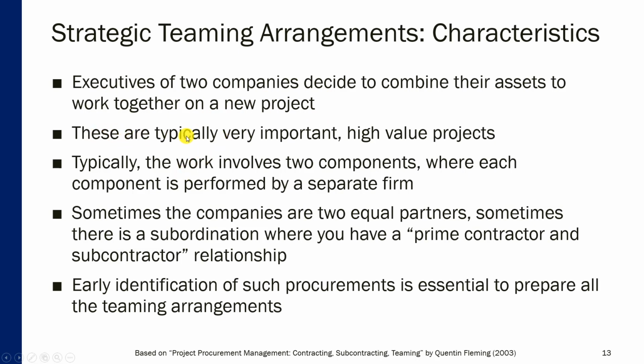But oftentimes these are very important high-value projects, and the very reason sometimes for two companies deciding to cooperate is that they feel like individually they don't have enough resources for this kind of product or service. One example that comes to my mind is Airbus, manufacturer of airline jets, of passenger jets. Now, Airbus was actually a consortium of several countries, right?